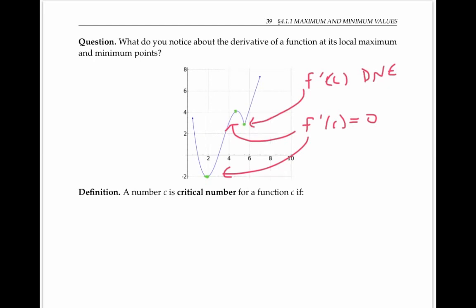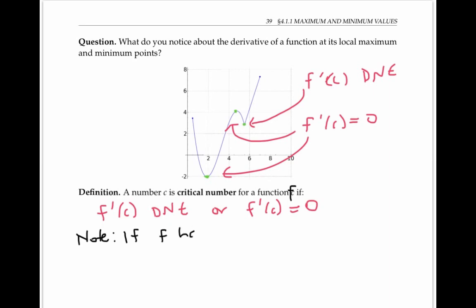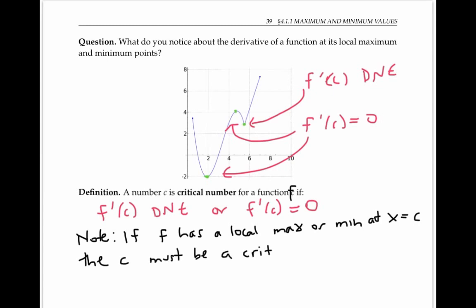A number c is called a critical number for a function f if f prime of c does not exist or f prime of c exists and equals 0. So in other words, all of these local maximum minimum points for this example, they're all critical points. And this is true in general. If f has a local max or min at c, then c must be a critical number for f. We also say that the point c, f of c, is a critical point for f.